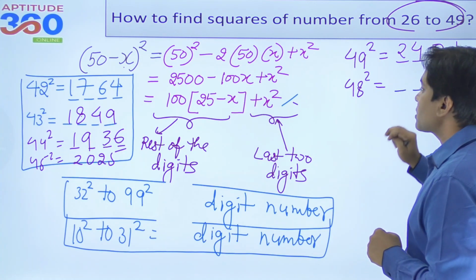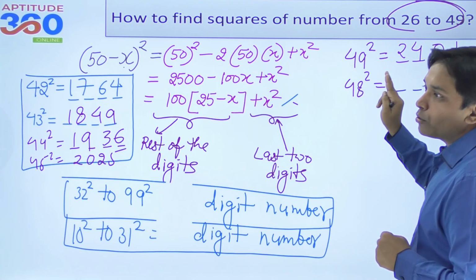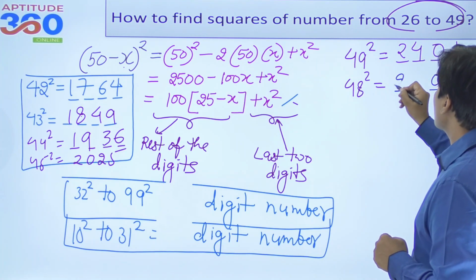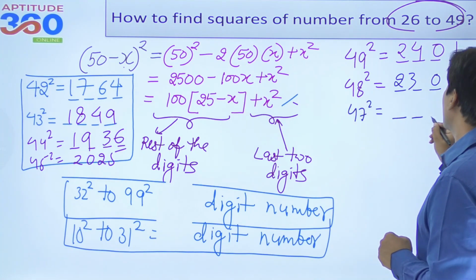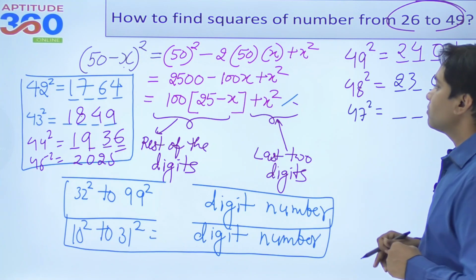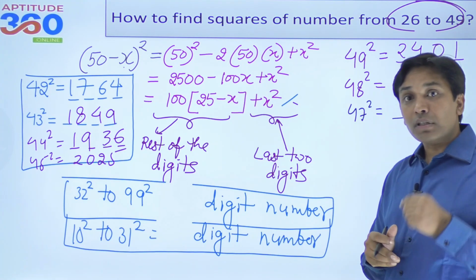How about these two numbers? This is going to be pretty simple. 25 minus 2. 25 minus 2 is 23. How about 47 square? Now you understand this is going to be 09. And it's so simple to find out the last two digits of the number.